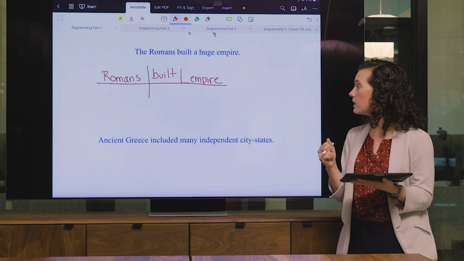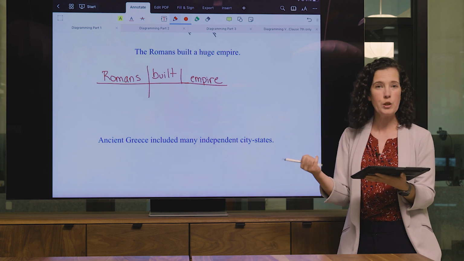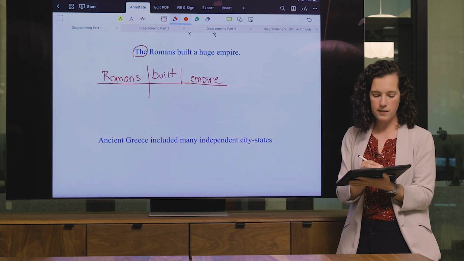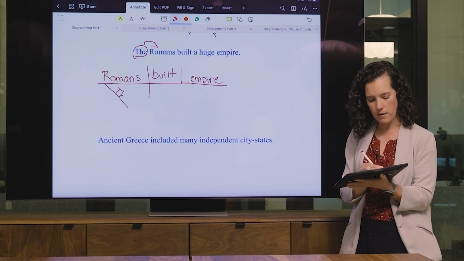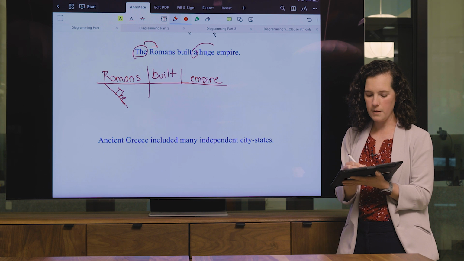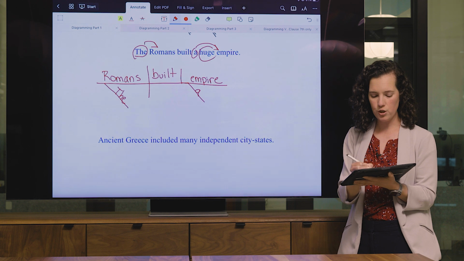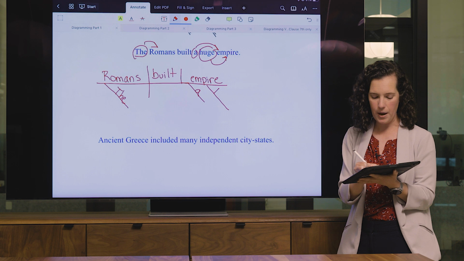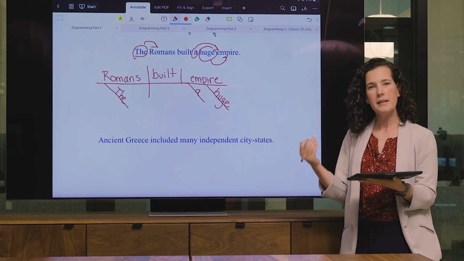Notice we only answer in these single words unless there's a helping verb associated with it. So a and huge do not go on that line with empire. Instead, they are adjectives. The is an adjective that describes Romans. So we put the on a slanted line under Romans, capitalizing it because it's the first word in the sentence. A describes the empire, so we put it on a diagonal under empire. And huge is an adjective describing the empire, so it goes on an angled line under empire. Okay, and now we have diagrammed all the words in this sentence. Let's look at another one.